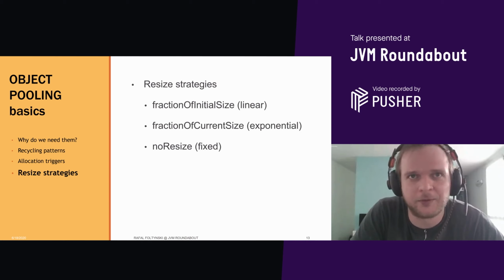Also, you can decide to not resize at all, where at the point where there are no objects in the pool, the user, the potential borrower, has to wait until another object is available. This approach is common when you have some memory restrictions, or you just would like to not create more objects than you specified initially.